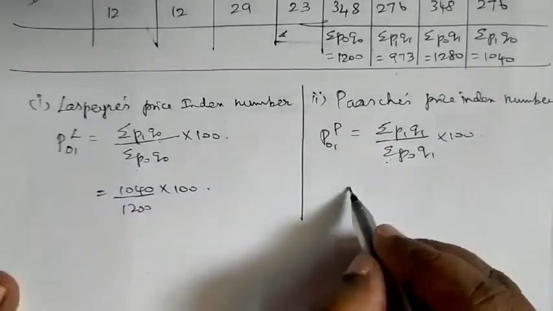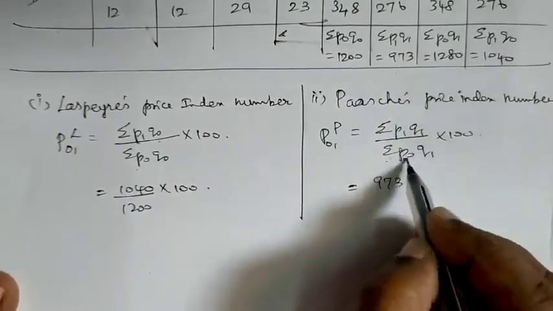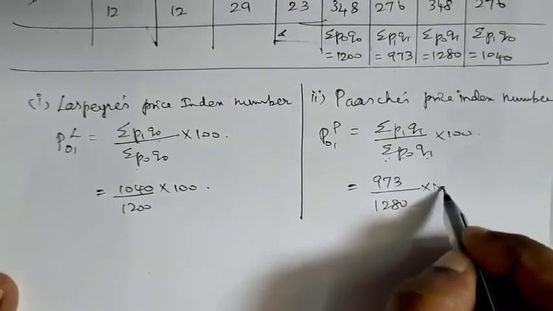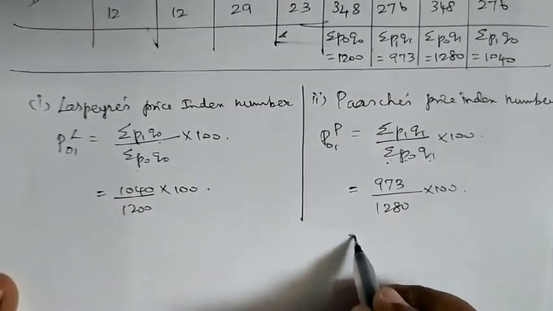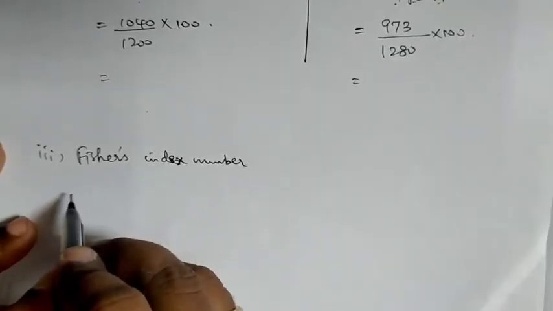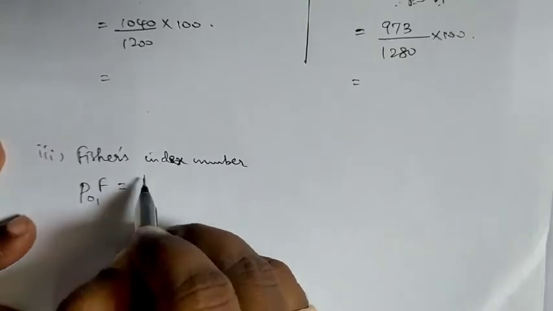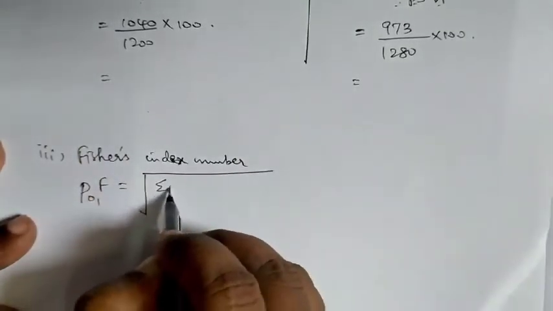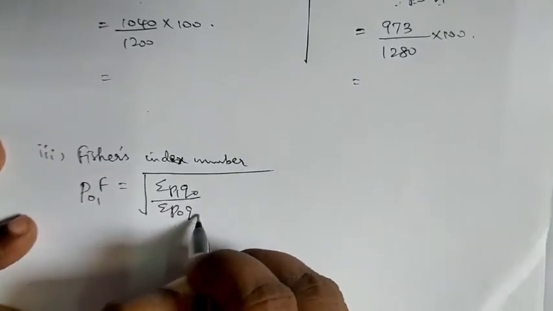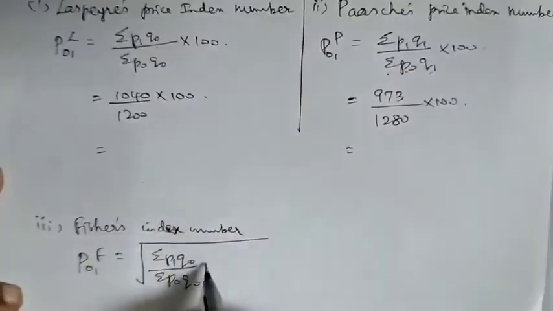Now we are going to give the respective values here. P1 Q1 value is 973. P0 Q1 value is 1280, into 100. Okay, use Calci to get the answer. Okay, then the third subdivision is Fisher's price index number, notation. I told you to use root of the individual formulas, P1 Q0 by P0 Q0. Whatever formulas we used here, you should write both of them.